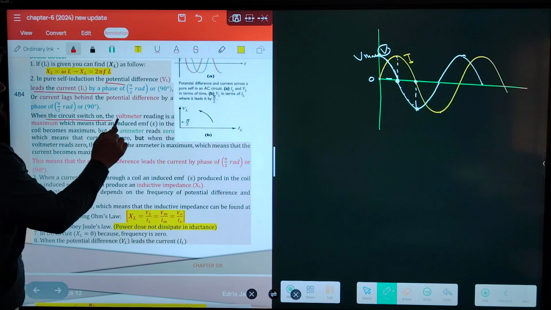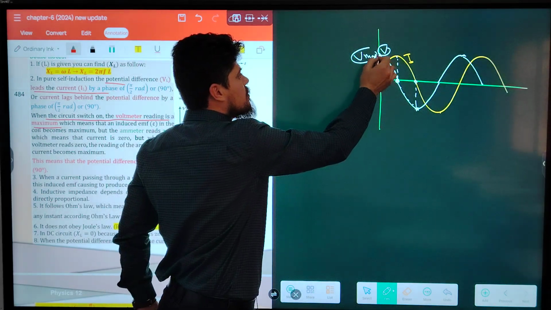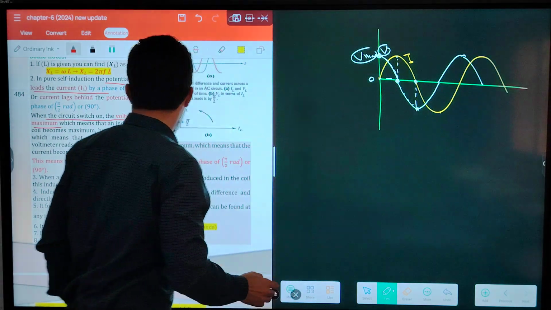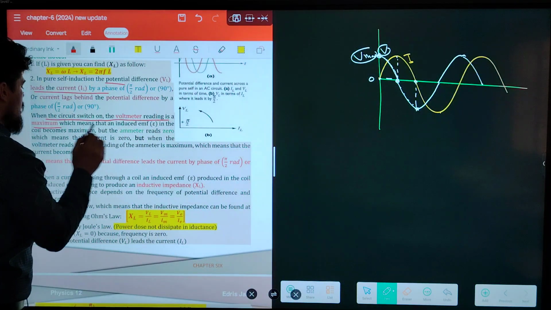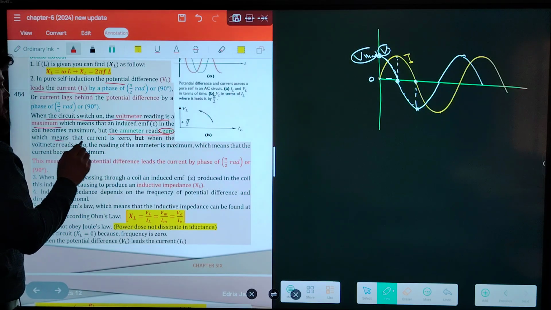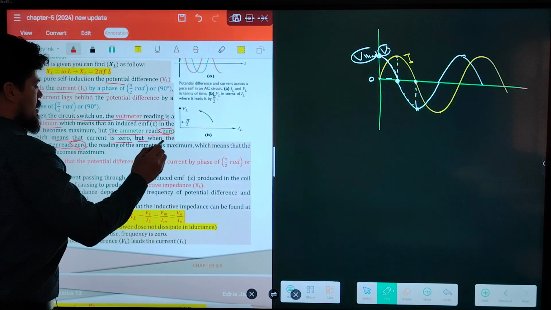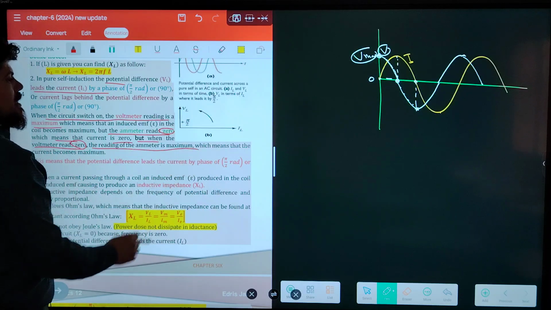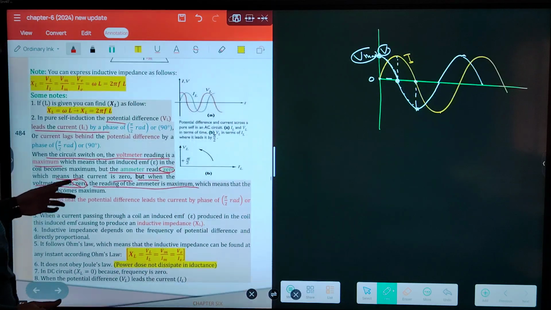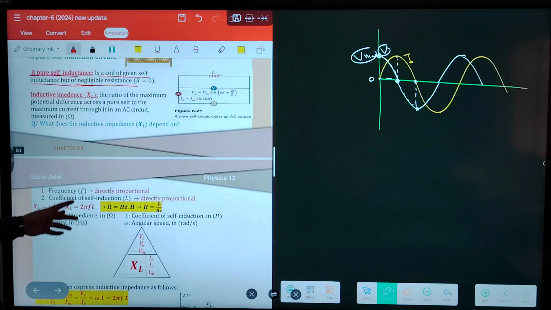When the circuit is switched on, the voltmeter reading is what? Maximum. While current is 0, which means that the induced EMF in the coil becomes maximum. But the ammeter reading is what? 0, which means that the current is 0. But when the voltmeter reading is 0, current becomes what? The reading of the ammeter is maximum. Okay? So in this way, by comparing the potential difference and the current, you have to say potential difference leads the current by pi over 2.